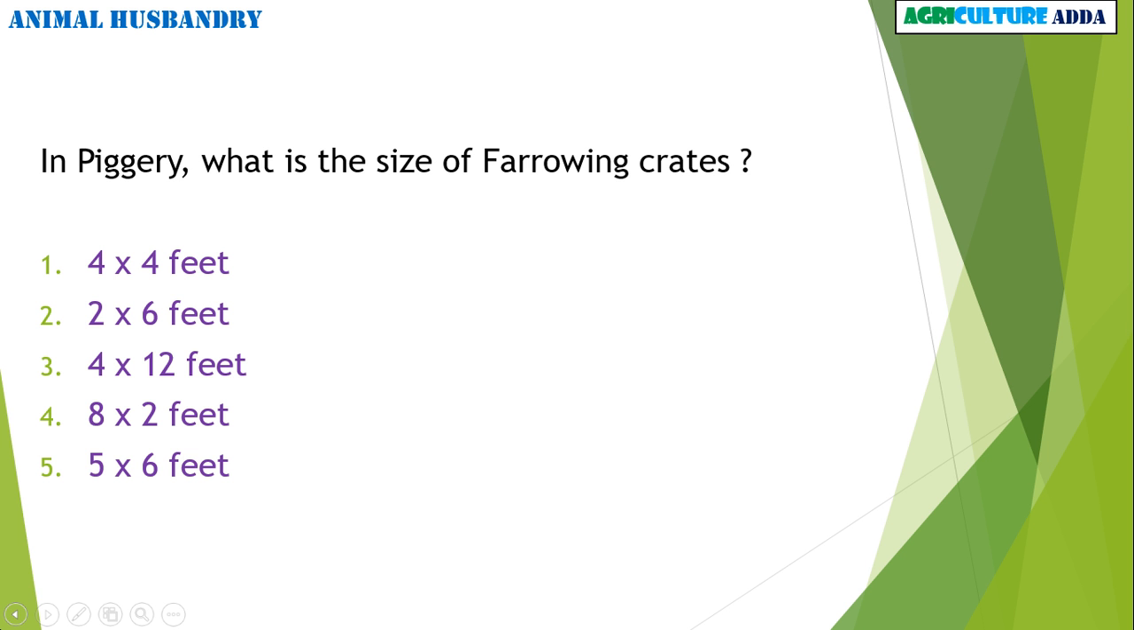Next, in piggery, what is the size of farrowing crates? 4 into 4 feet, 2 into 6 feet, 4 into 12 feet, 8 into 2 feet, 5 into 6 feet. Answer is 8 into 2 feet is required for the farrowing crates.